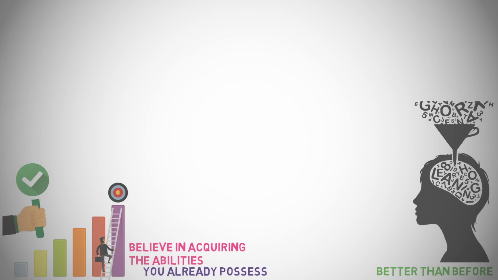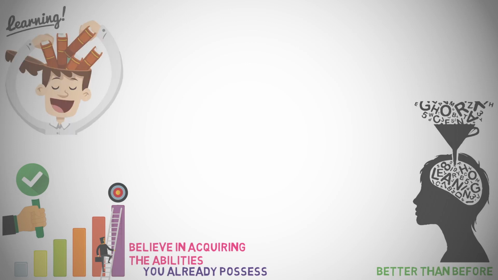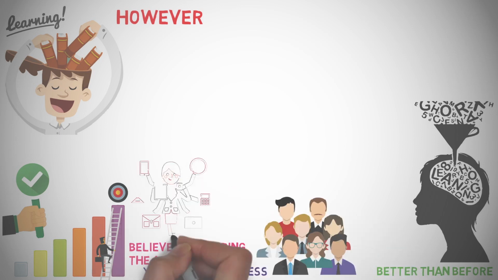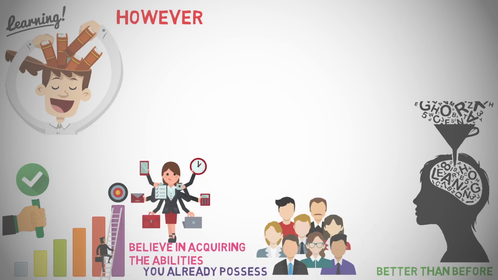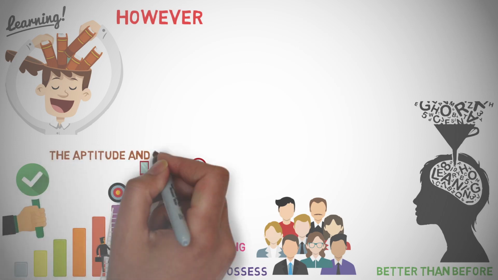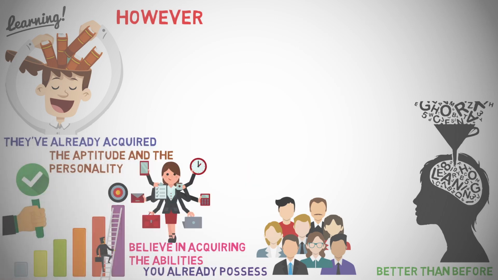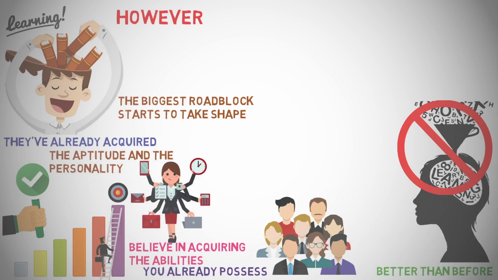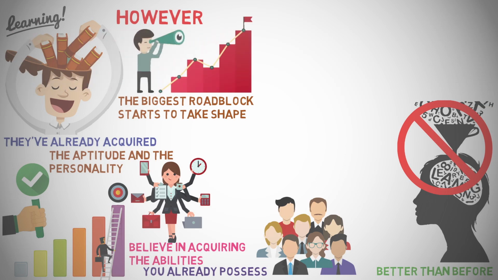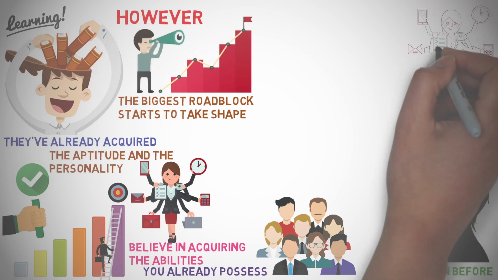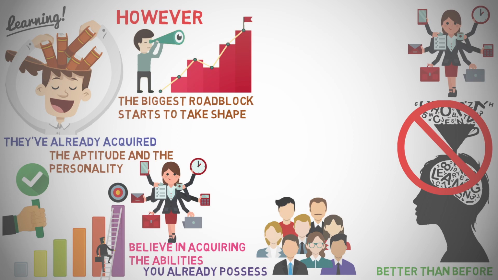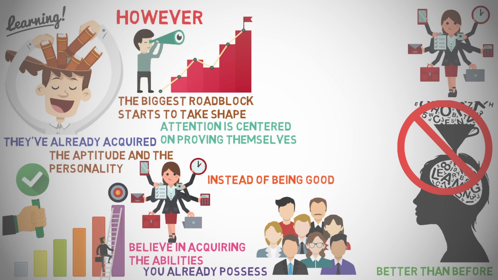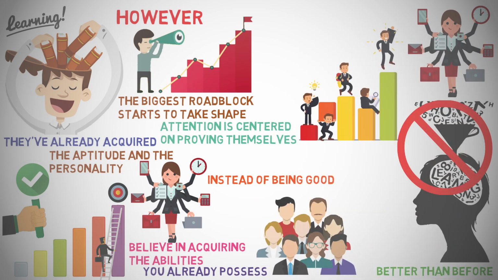The very famous cliche that learning never stops is quite true. However, most of the people usually just try to prove how good and skillful they are. They flaunt the skills, the aptitude and the personality that they've already acquired. This is where the learning stops and the biggest roadblock starts to take shape. Instead of focusing on the goals that can further enhance your personality and skills, the whole effort and attention is centered on proving themselves. Instead of being good, your goal should be to get better than before.